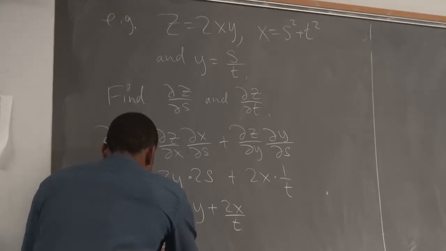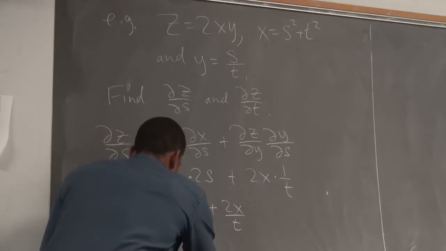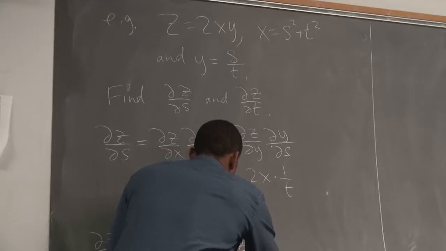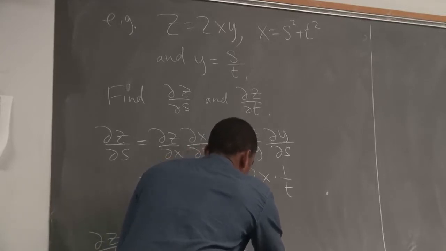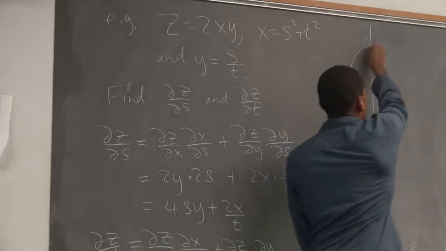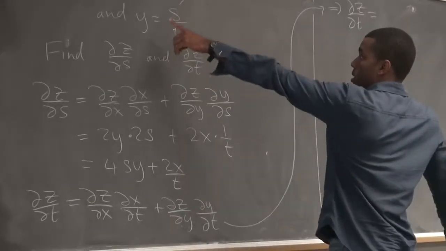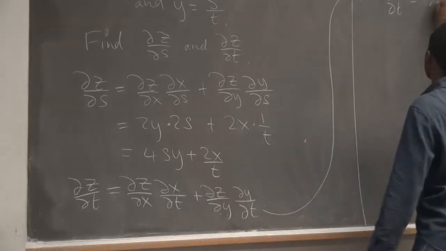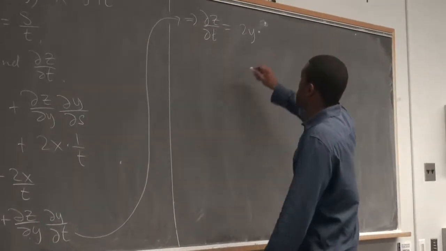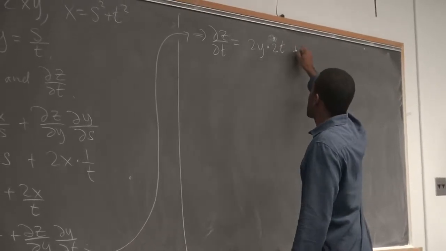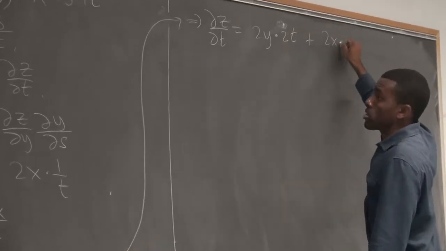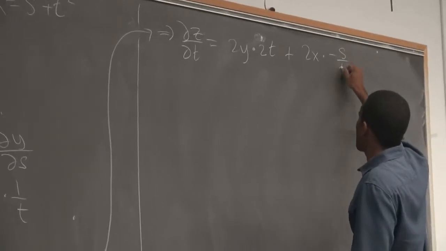It's partial z, partial x, partial t, plus partial z, partial y, partial t. First time you learn a rule, the first few times you're doing problems, you keep writing down the rule over and over. That's how you internalize it and memorize it. So find this with respect to x, it's going to be the same guy here, and y with respect to t is negative s over t squared.